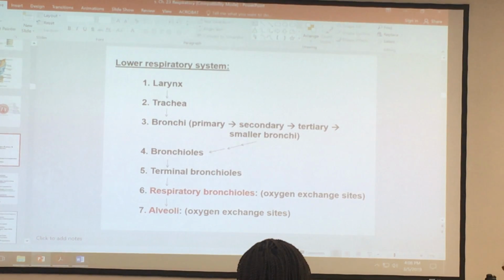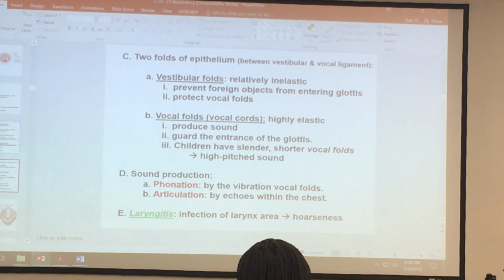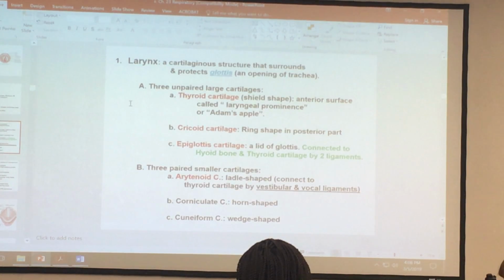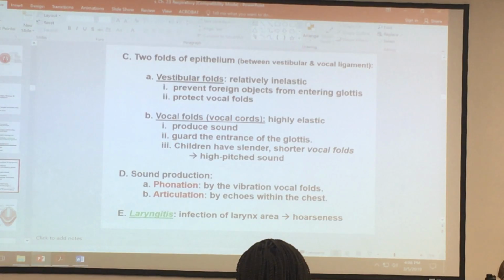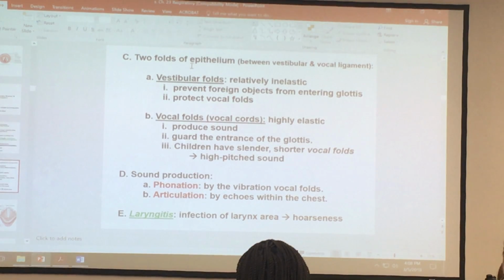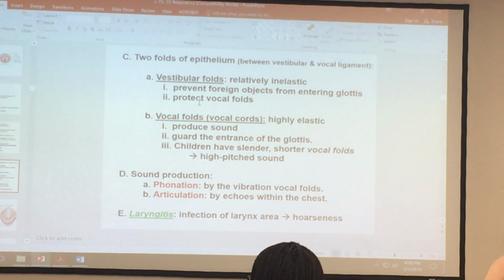And then we go to the second slide, A, B, C, D, E. Now we're talking about the two ligaments covered by skin that we call folds. Vestibular on the top, vocal on the bottom. The vocal cord is highly elastic. The other name for the vestibular fold is the false vocal cord. It's not true, it's false, but its function is protection.